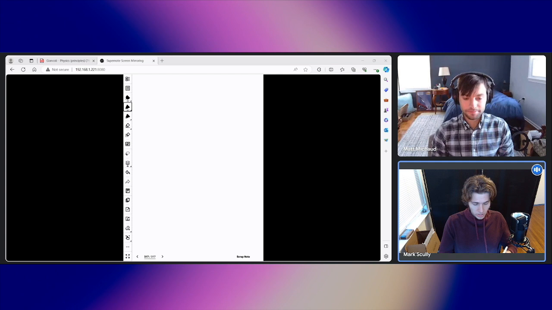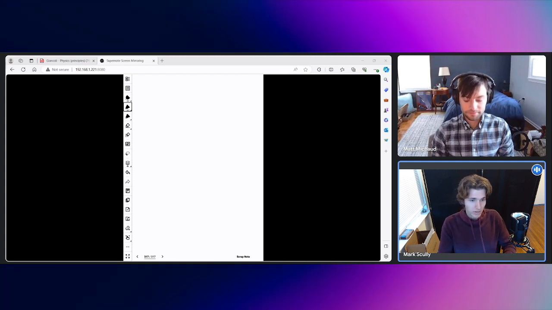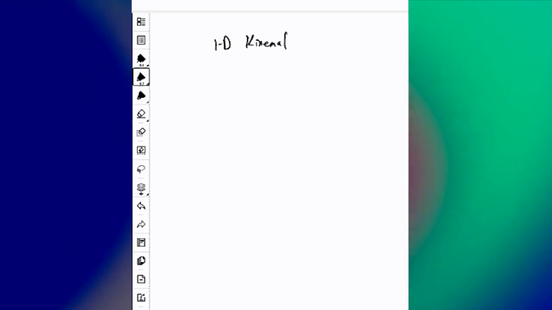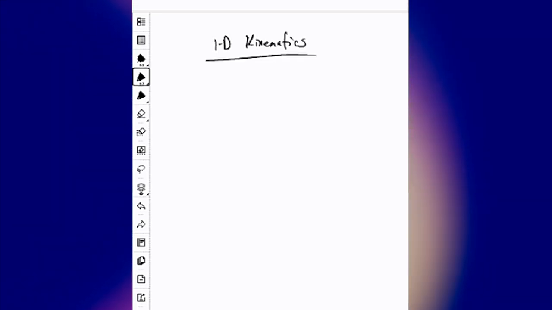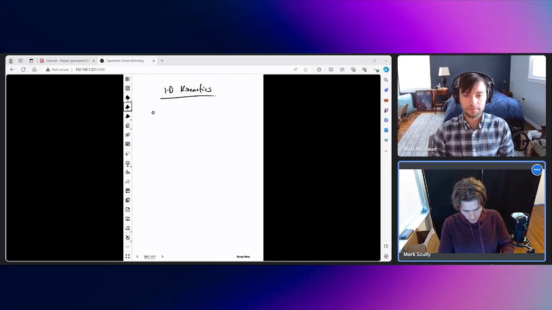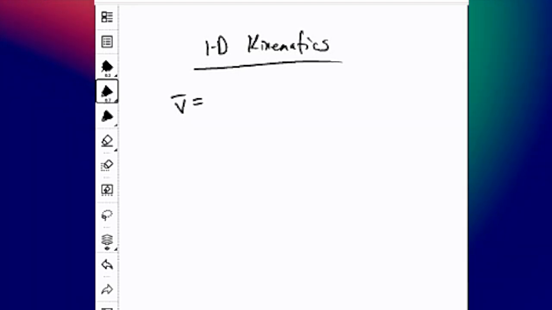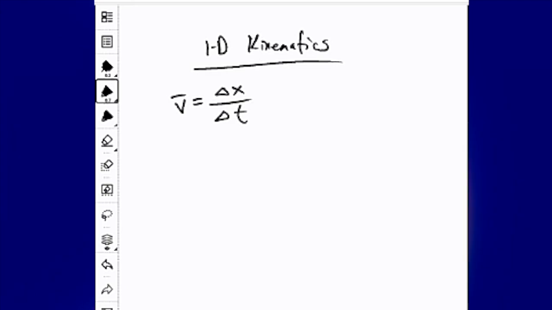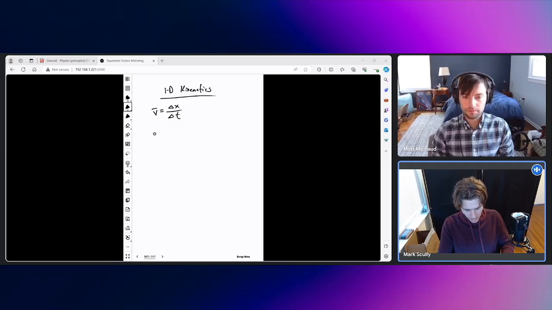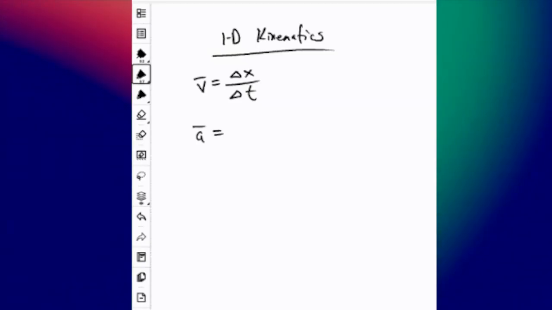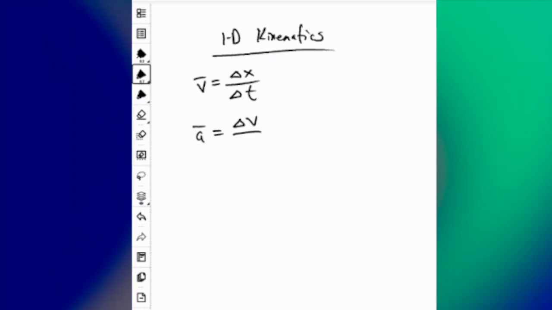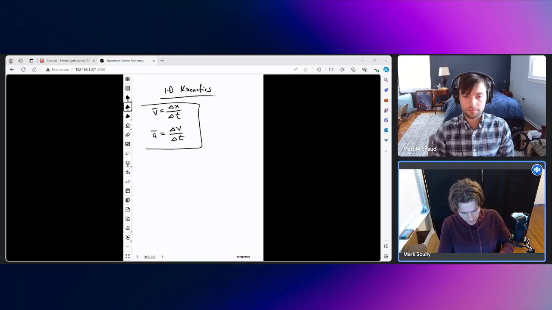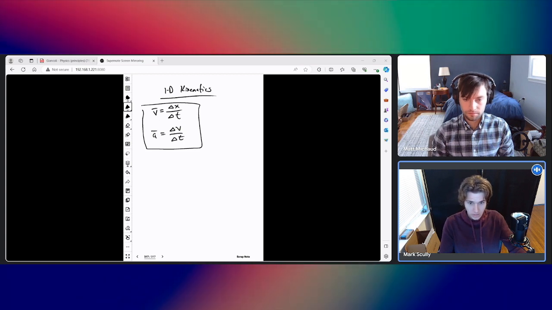So today we're just going to be doing the equation review for everything in one-dimensional kinematics. Last time we learned the basic equations. The average velocity equals the change in position over the change in time. We also learned that the average acceleration equals the change in velocity over the change in time. We'll kind of put these off to the side as their own set of equations.